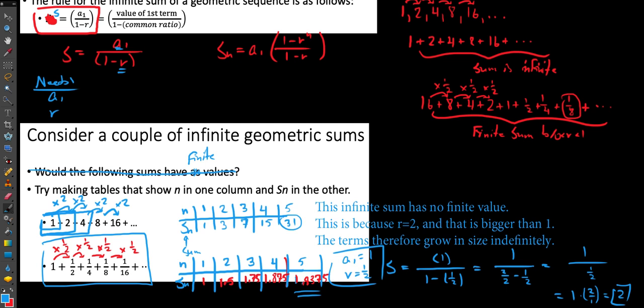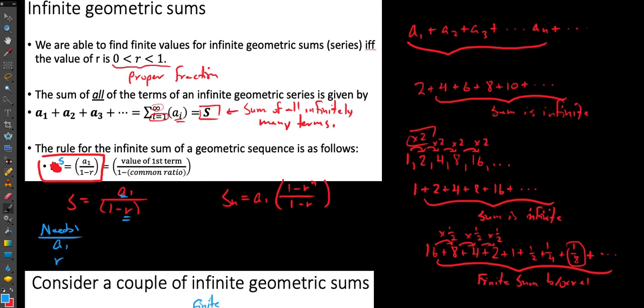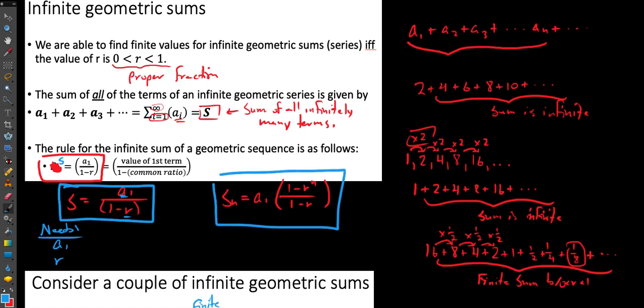So just wanting to know when we can expect to see an infinite sum, it's only going to be if our r value is less than 1. And when you do have an infinite sum, make sure that you're using this rule right here, which is a little bit more succinct than our sum of a finite geometric series.